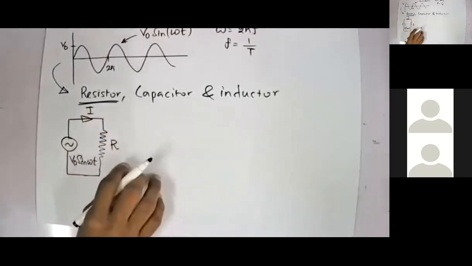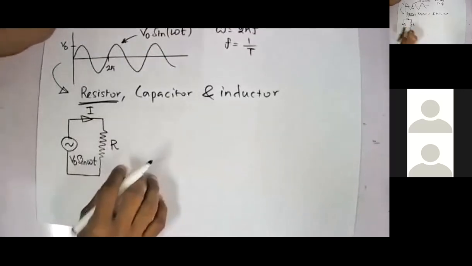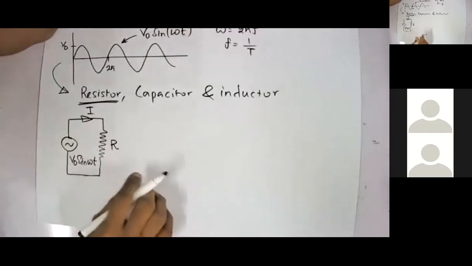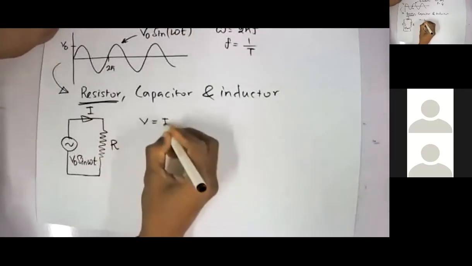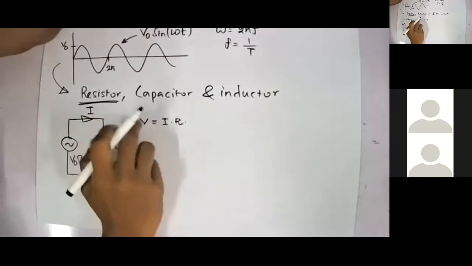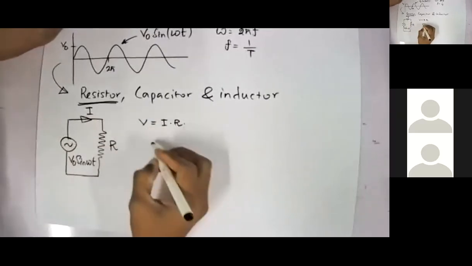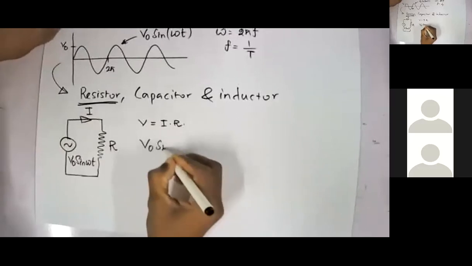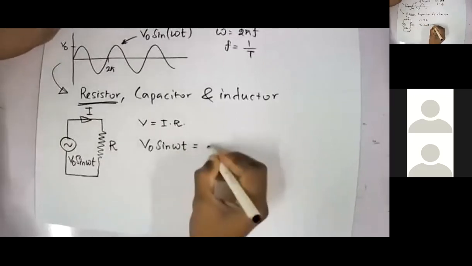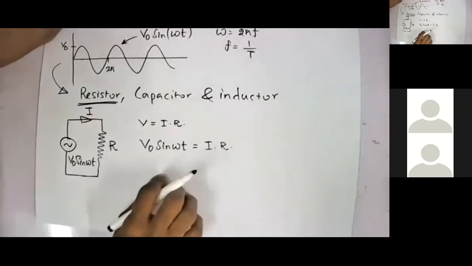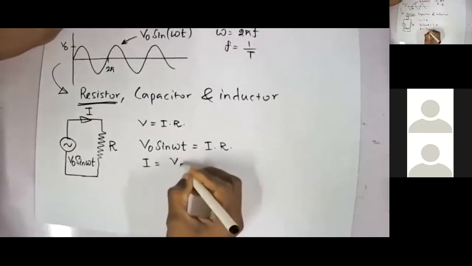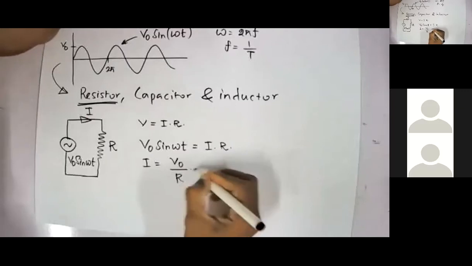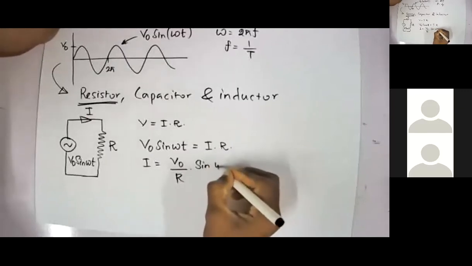to calculate the current I. So what is the current I? You can apply Ohm's law here. So V equals I into R. What is your V here? V is this one. So I'll write V naught sine omega t equals I into R. So simply I can write I equals V naught divided by R into sine omega t.